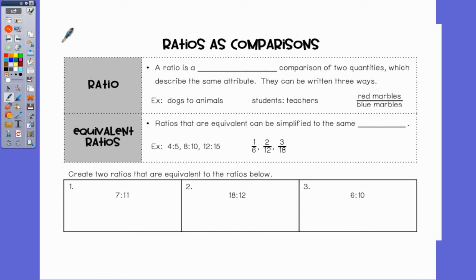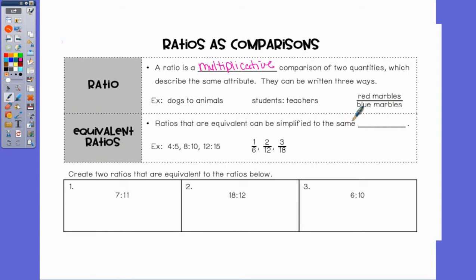And this is ratios as comparisons. So a ratio is a multiplicative, ooh, that's a fancy word, multiplicative comparison of 2 quantities with the same attribute. They can be written 3 ways. Multiplicative means it's a multiplication problem in there, right? Yes. So dogs to animals, students to teachers, red marbles to blue marbles.